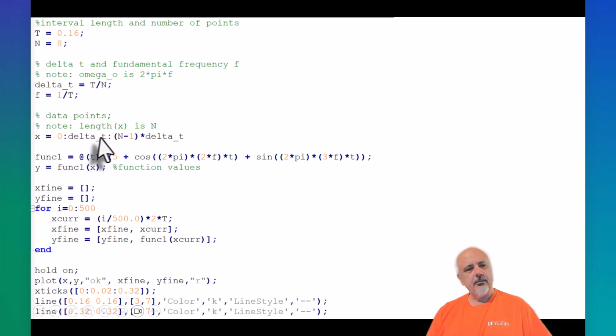So here's where I set up my time, or my x, I called it here. My time is going to go from 0 in delta t increments up to and including n minus 1, which would be 7 delta t.